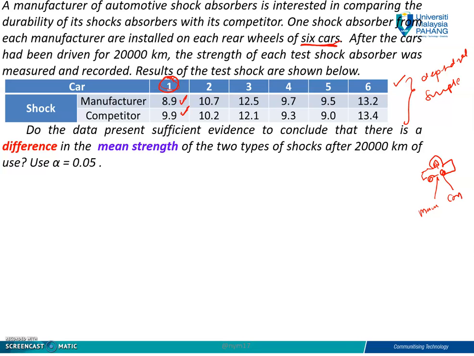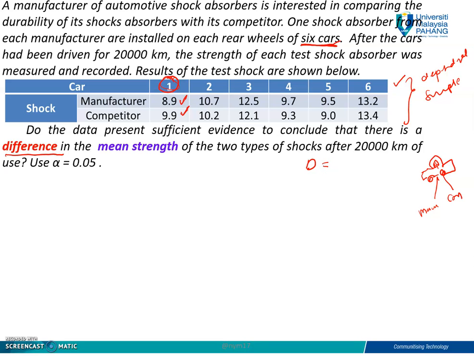Alright, so the question is, do the data present sufficient evidence to conclude that there is a difference in the mean strength of the two types of shock absorber after 20 km of use? Okay, use alpha 0.05. So the keyword here is difference, and you know this is a dependent sample, so you will have D, isn't it? Okay, difference.